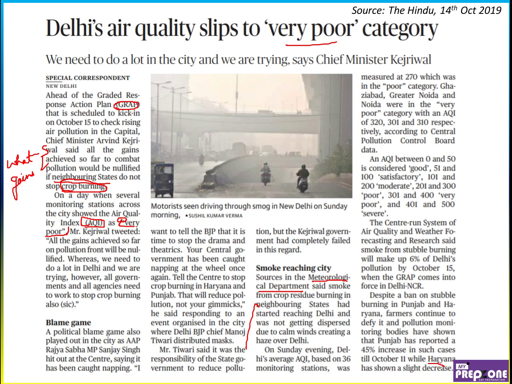The neighboring states are, I think, somewhere I talked about Haryana. Oh, here Haryana is talked about. Here also Punjab is being talked about. So here also Haryana and Punjab are being talked about. So what we are saying here is that there are some neighboring states, say Haryana and Punjab.